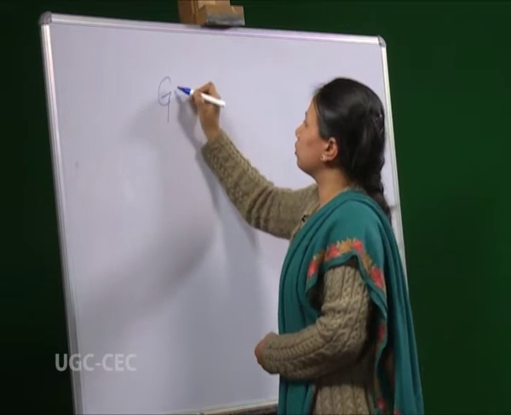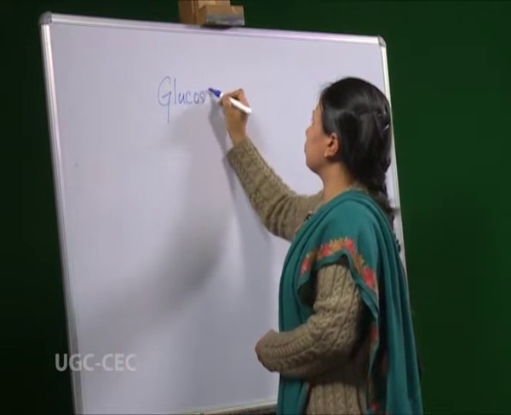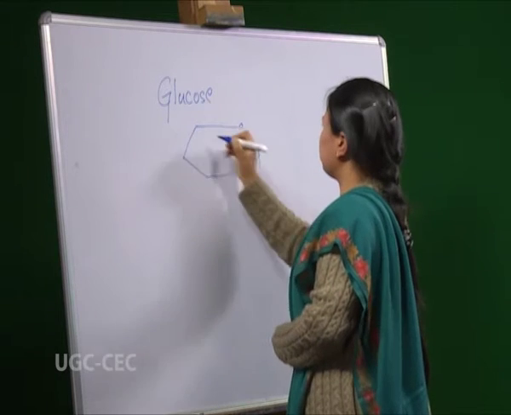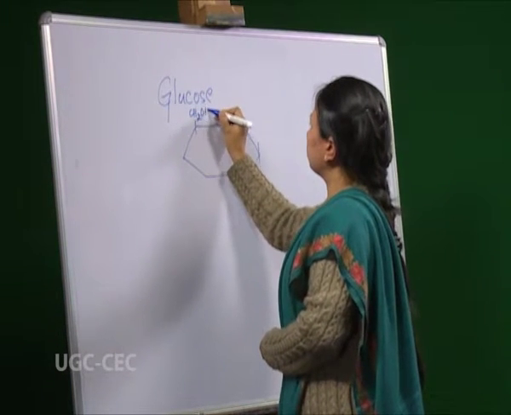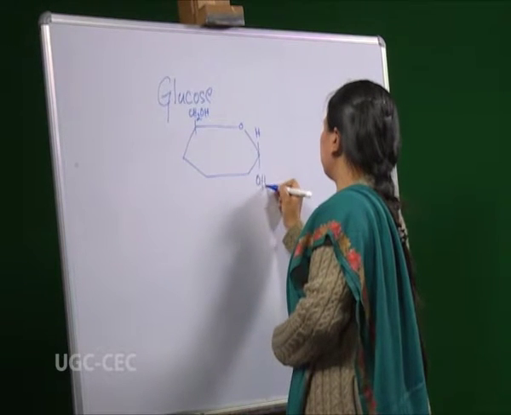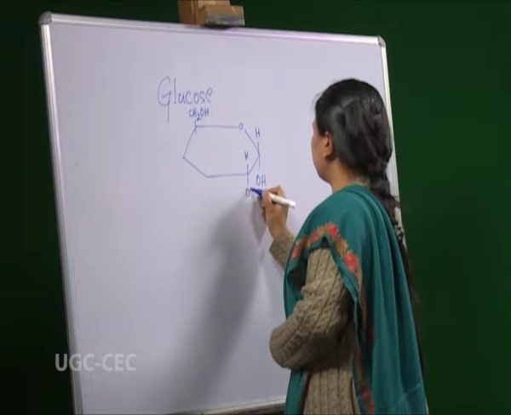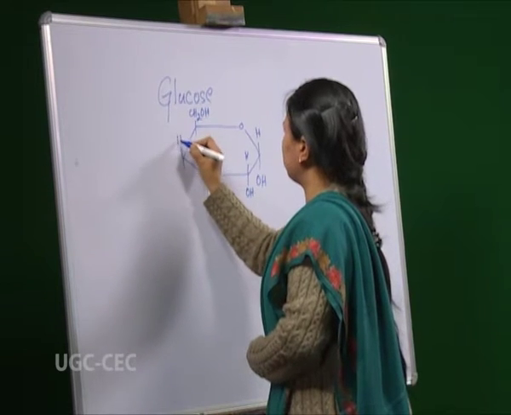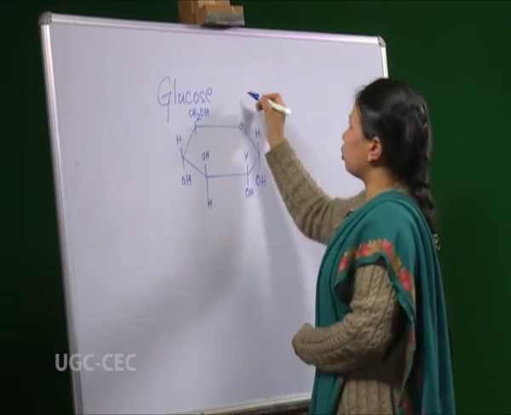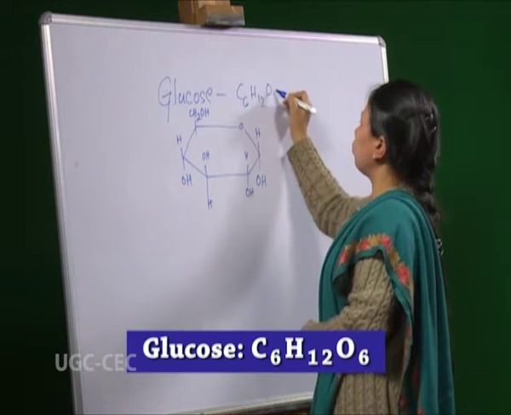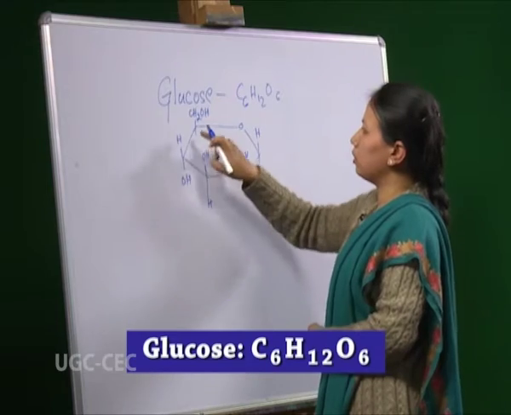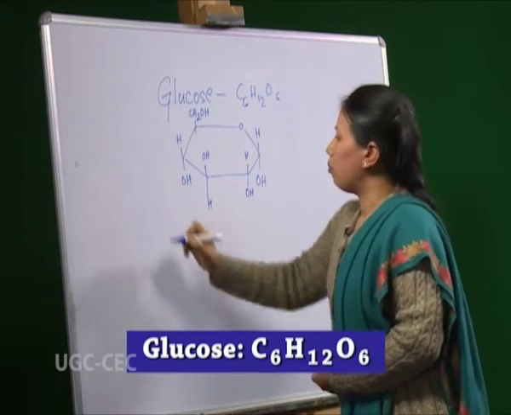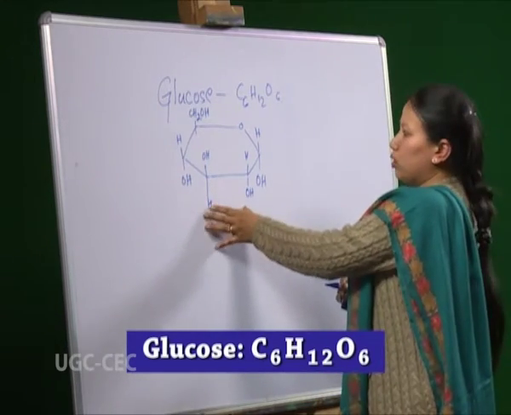First, glucose. This is the structure of glucose, C6H12O6: 1, 2, 3, 4, 5, 6 carbon, 12 hydrogen and 6 oxygen. This is a monosaccharide. It contains a single sugar unit.